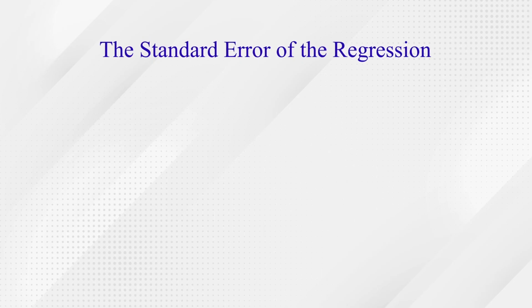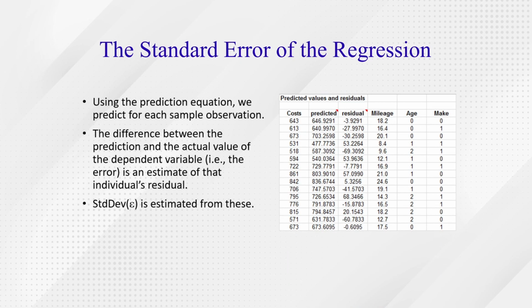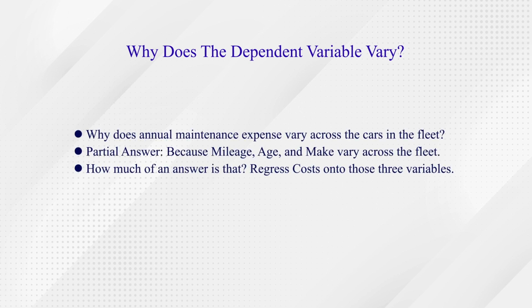So now what we observe is that this is the formula by which the standard deviation needs to be calculated, and the standard error of the regression uses the prediction equation. We predict for each sample observation. The difference between the prediction and the actual value of the dependent variable, that is the error, is an estimate of that individual residual value. Now why does this dependent variable vary? The dependent variable varies because the annual maintenance expenses across the cars in the fleet change with time.